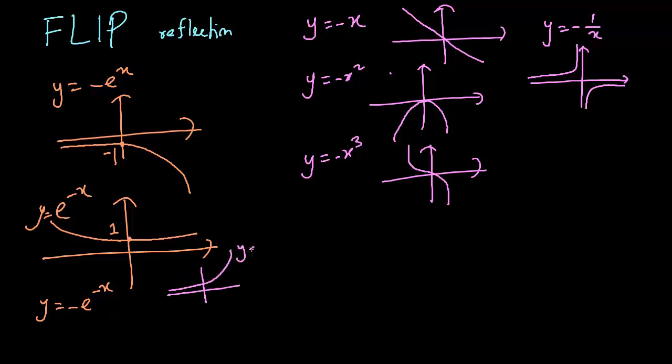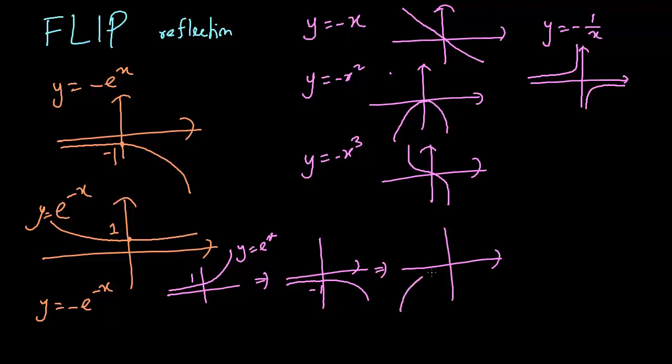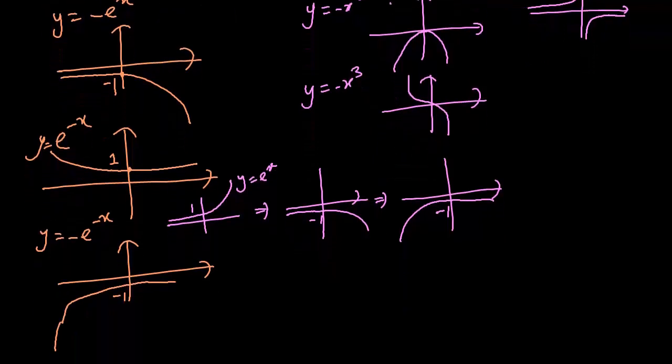This is the original, y equals e to the power x. And the first flip is from here, reflection on the x-axis. So this is the first flip. And the next flip is reflection on the y-axis. So for the next flip, you take this and flip it around. So this is the final picture. So when you have y equals minus e to the power minus x, you can flip it in your mind or you can just memorize it. The picture looks like this. So minus 1. This is what the picture looks like.